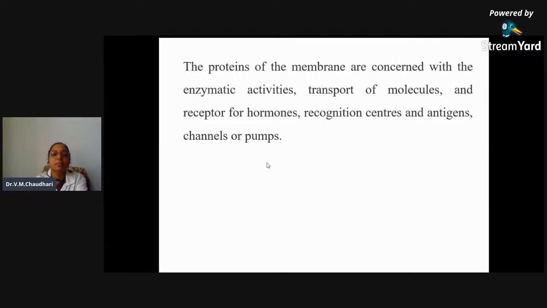Then it acts as a receptor for various hormones. It acts as the recognition center, and the presence of antigen on the cell membrane detects the external particles. Or a bacterium attaches to a human cell or bacterial cell with the help of the presence of that antigen on the cell. And it acts as a channel or pump to the cell. That protein acts as channels or pumps to the cell. So these are the functions of the proteins and lipids present in the cell.